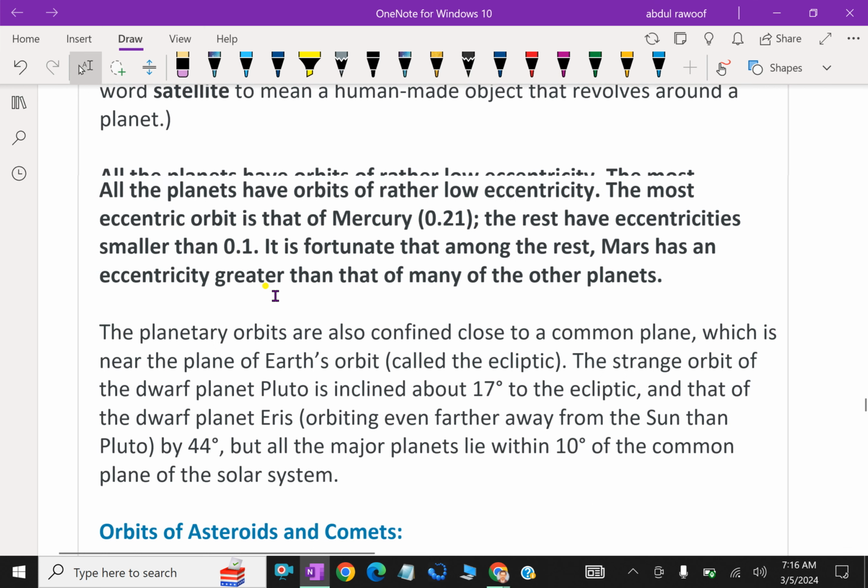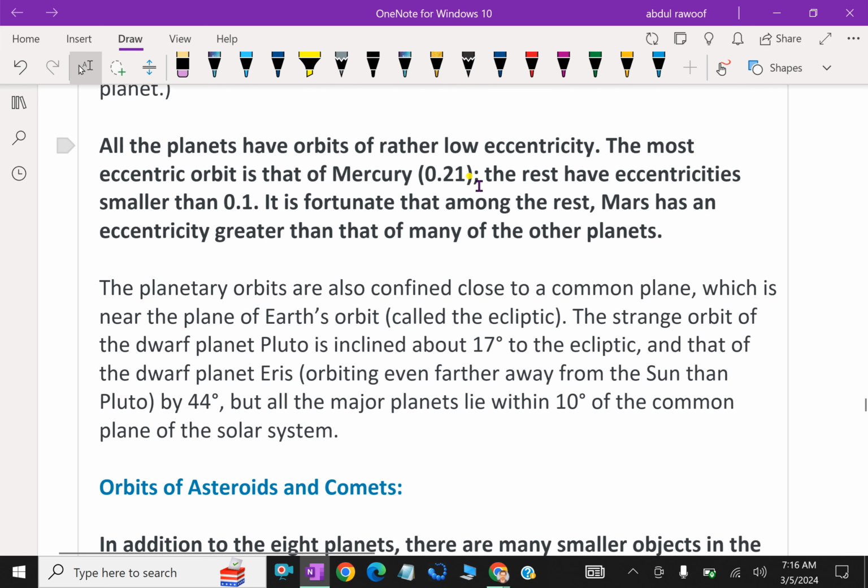All the planets have orbits of rather low eccentricity. The most eccentric orbit is that of Mercury, about 0.1. The rest have eccentricities smaller than 0.1. Among the rest, Mars has an eccentricity greater than that of any of the other planets.